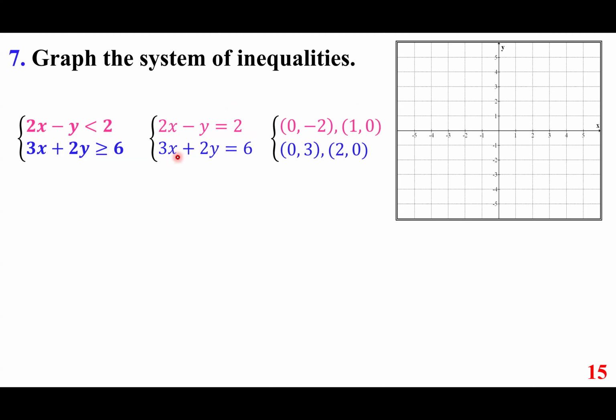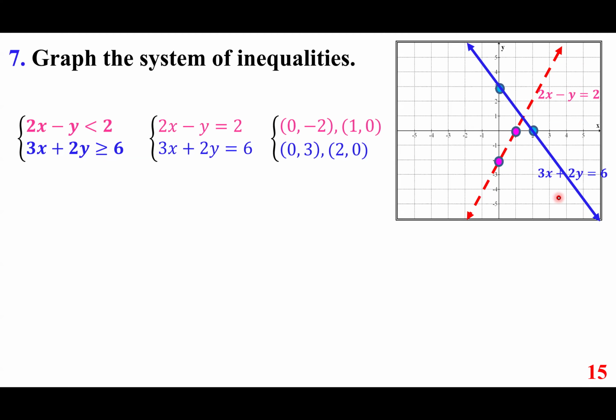I hope everybody can graph the two. So we have 0, minus 2, 1, 0. That would be the red line. Why is it dashed? We don't have equality. 0, 3 is here. 2, 0 is here. And it's a solid line. Why is it solid? Because we have the equality. And now you pick a test point. Okay, so this is the red line, this is the blue line. 2x minus y equals to 3x plus 2y equals 6.